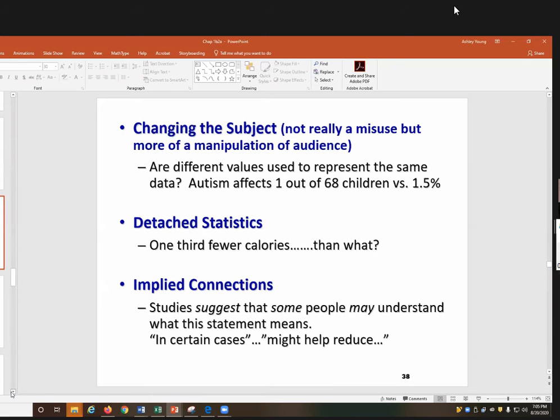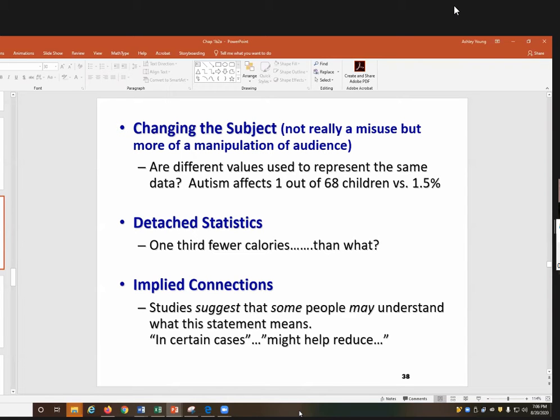Changing the subject, which isn't really a misuse, but more of a manipulation of the audience. A few years ago, there was this commercial, and it said, autism affects 1 out of 68 children. That scared the crap out of me. I don't have children, and I was still scared by that. It's a scary idea. 1 out of 68. But if they had said autism affects 1.5% of children, that would not be nearly as scary, right? Even though 1.5% is slightly larger than 1 out of 68. It's just how we perceive it.